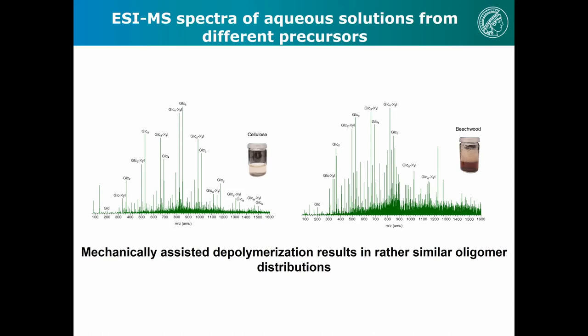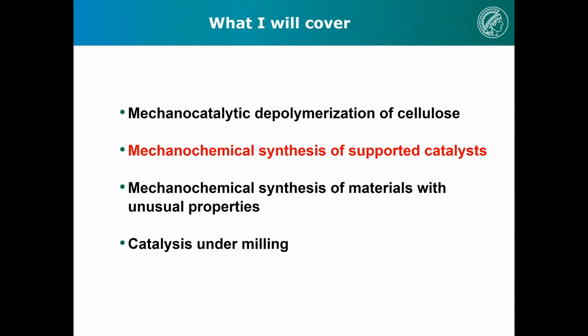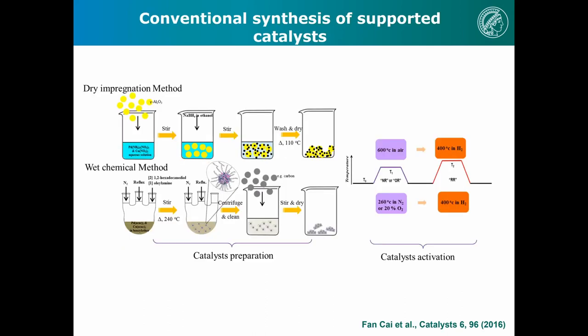Now let's look at mechanochemical synthesis of supported catalysts. In this field, catalysts are at least part of what people are working on, and there are people working on supported catalysts. And if you want to produce supported catalysts, there are many different methods. I just wrote two from this review type paper here, which had a nice figure.